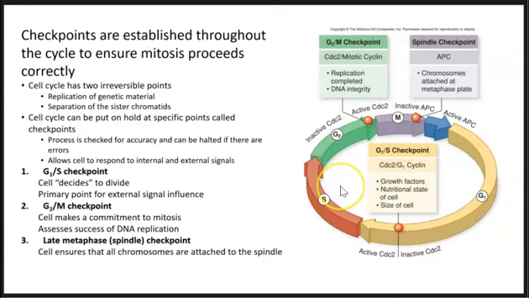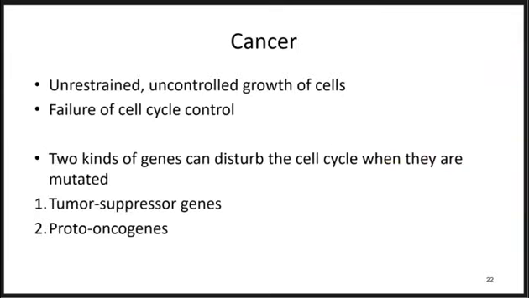So these checkpoints are vital. The checkpoints are there to make sure the cell actually knows it should be dividing, and when it's dividing, it's making two clones, two daughter cells that are the same as the first cell. If it can't do that, it can lead to problems in the cell. And one of those problems, of course, is cancer. So what is cancer? Cancer is unrestrained, uncontrolled growth of cells. And really what it is a failure of that cell cycle control.